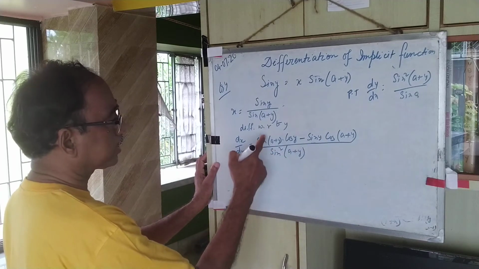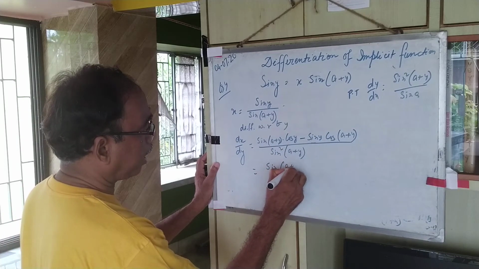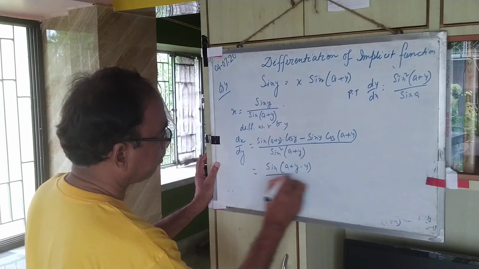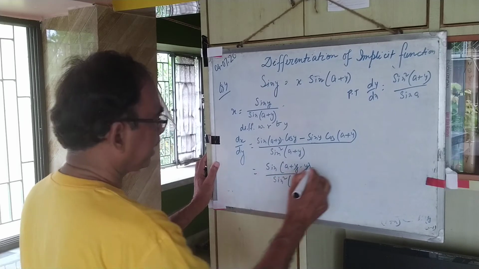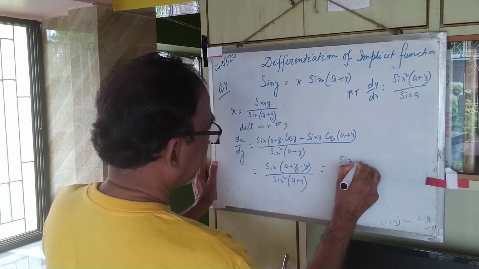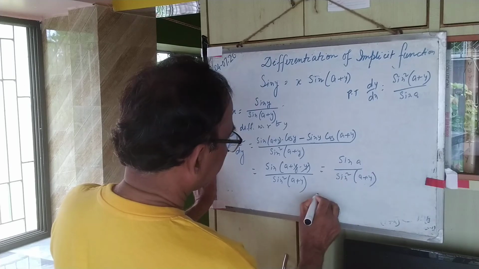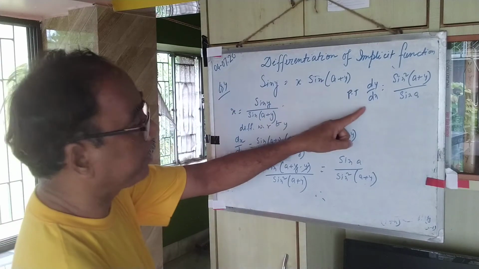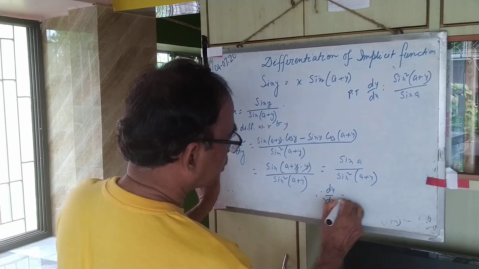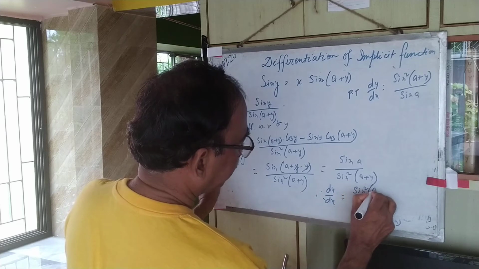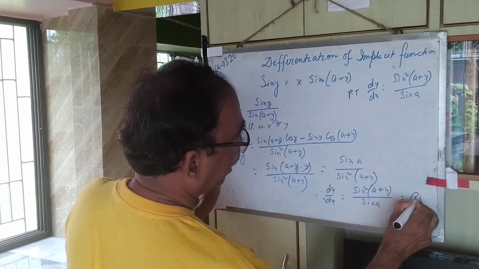This is coming, look here, sin a cos b minus cos a sin b, that is sin a minus b. So a plus y minus y, by sin square a plus y, cancel, that is sin a by sin square a plus y. This is dx by dy. We want dy by dx. Therefore, this will be reciprocal. Therefore, dy by dx equals sin square a plus y by sin a, equals right hand side.